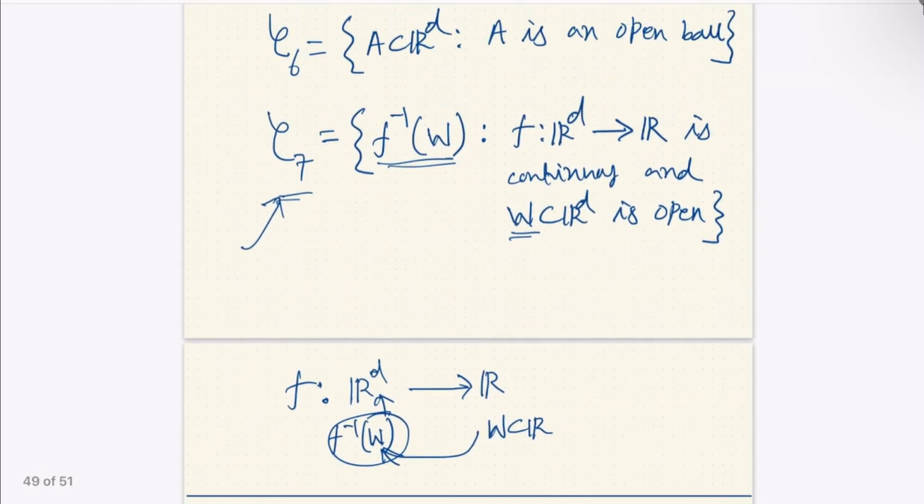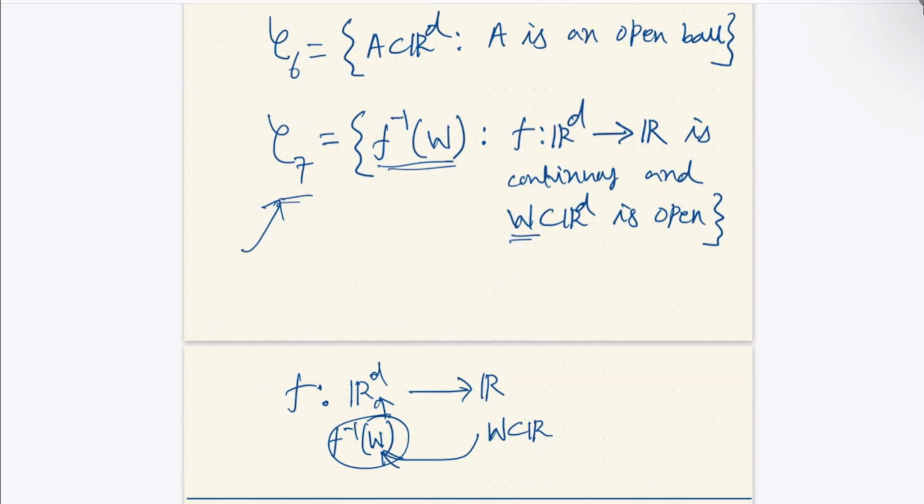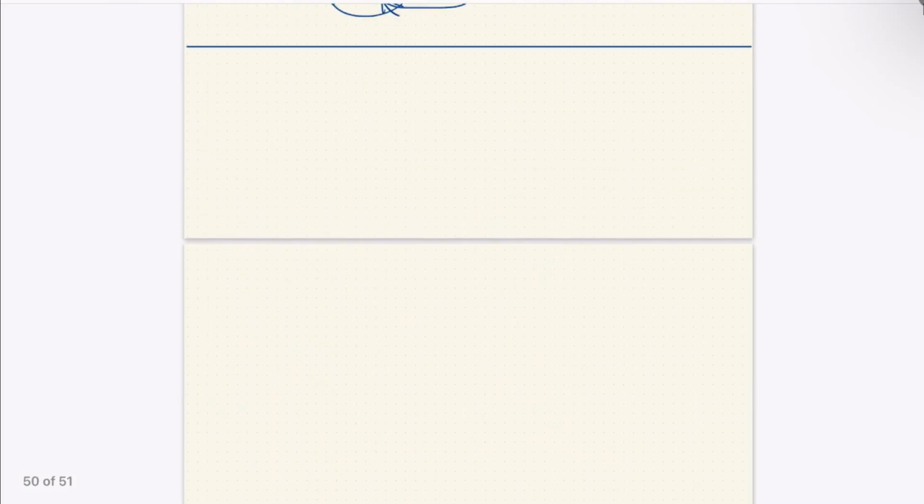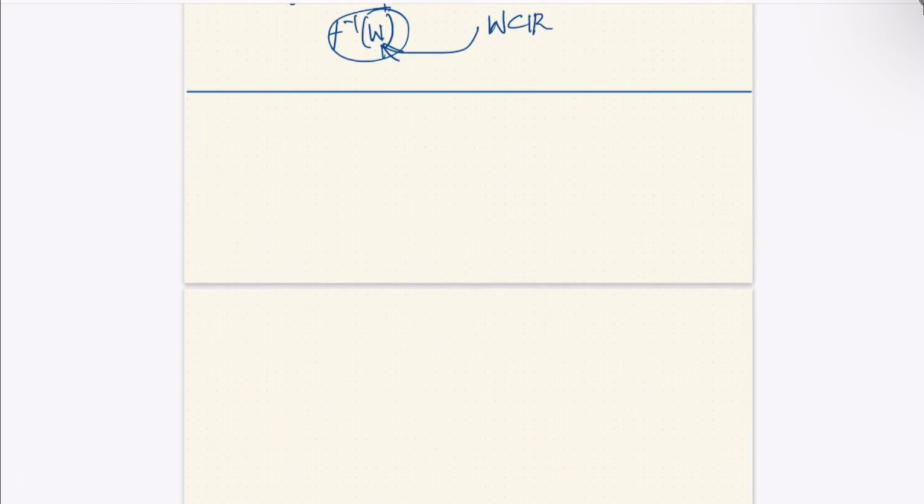Sir, in the above example, W is a subset of R, no? Yeah, W subset of R. Yeah, the collection, yeah. Right, you're right. And W subset of R is open. Okay, fine.